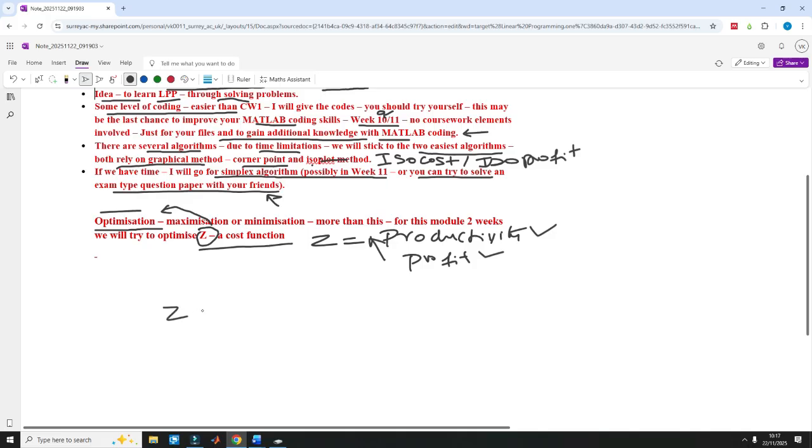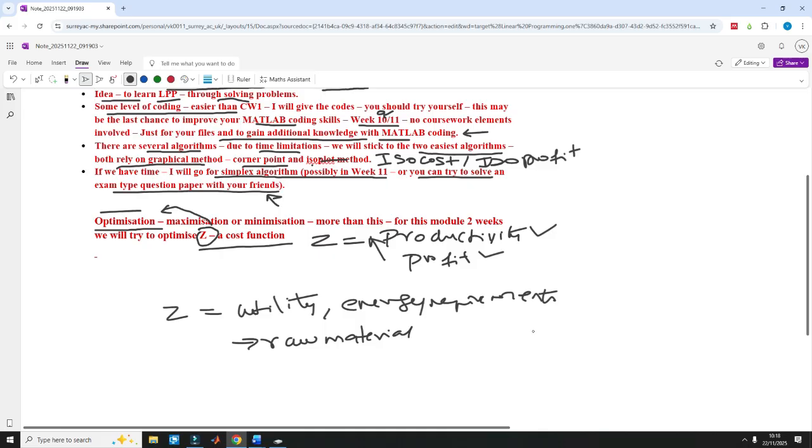If the function z represents something, let's say utility or the energy requirement, or possibly the raw material that we use to manufacture a particular product, then we have to minimize it, subject to some constraints. So that's the easiest way to think about optimization.